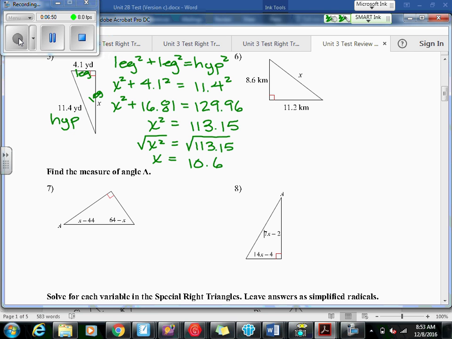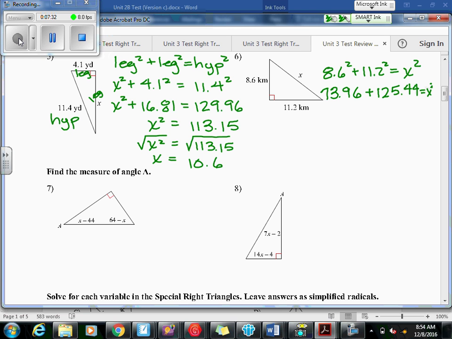Okay. Number 6 is going to work the exact same way. So you're going to have 8.6 squared plus 11.2 squared equals x squared. 8.6 squared is 73.96. 11.2 squared is 125.44. Now add the two together.